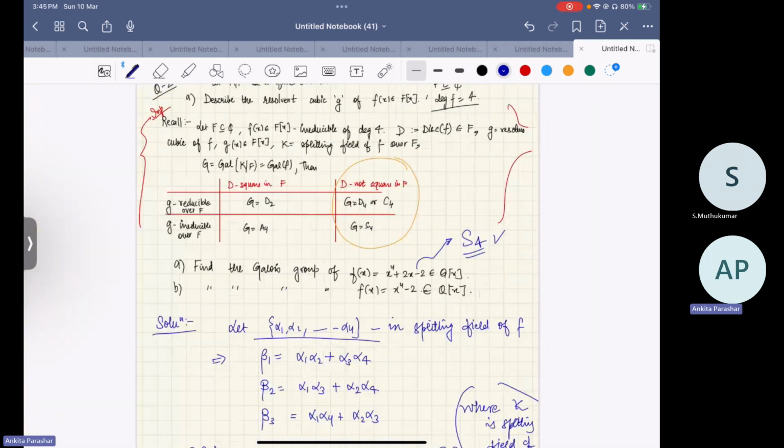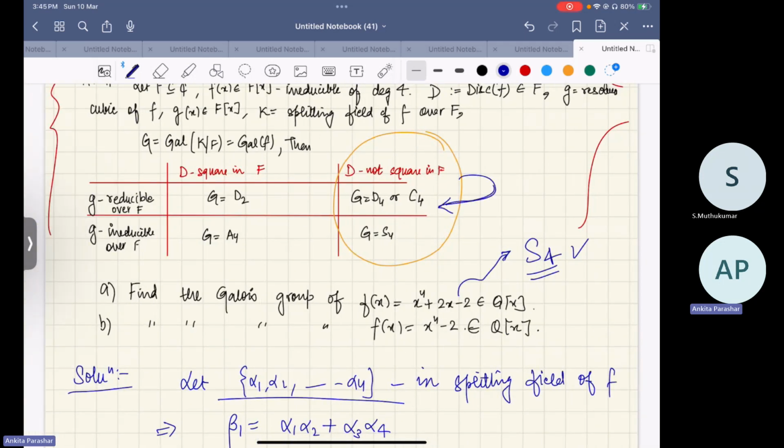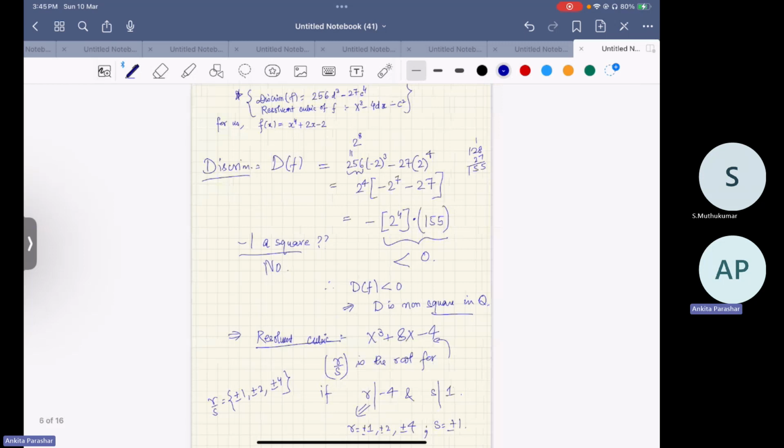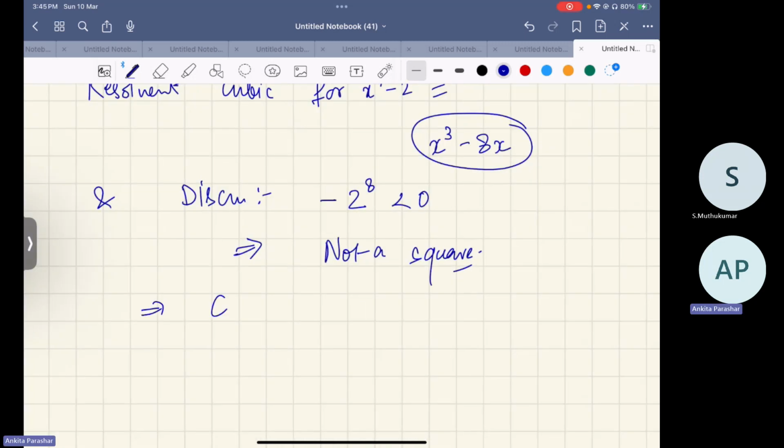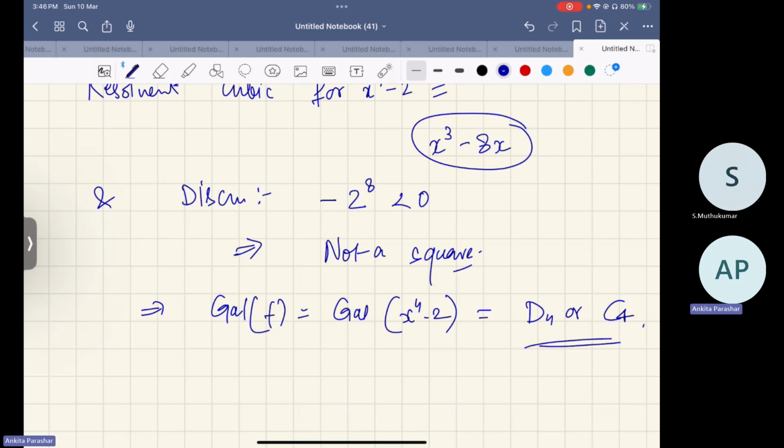So as long as the resolvent cubic is reducible and the discriminant is a non-square, you will fall in this category where either your group is D4 or C4. Now you are not sure. So now our Galois group of F, which is the Galois group of x power 4 minus 2, is either D4 or C4. One has to argue now which one of these. Can you see that? C4 has 4 elements and D4 has 8 elements. Yeah, there is a difference. But then how do we distinguish which group we are looking for?